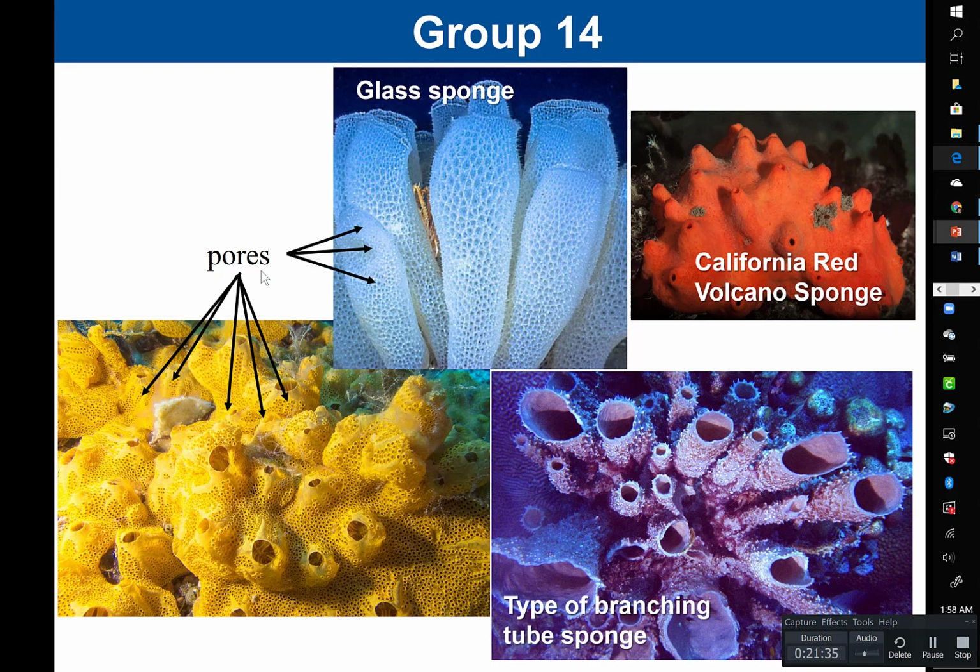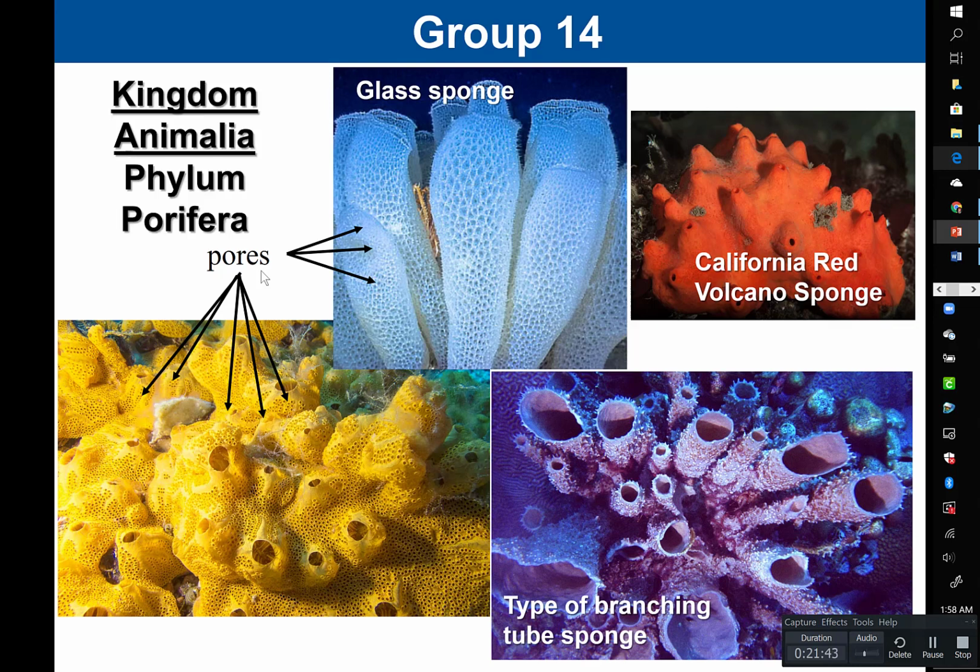But what you'll notice, and this was indicated on the slide for you to kind of help you, is that they have pores. They're covered in pores. And so what did you classify these as? Kingdom Animalia, their phylum Porifera. Porifera, notice, sounds like pores. What these organisms have in common is that they are covered in pores and they lack symmetry.